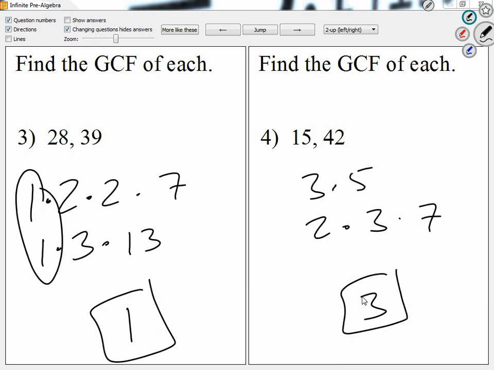Alright, so we have greatest common factor on the front, which goes up until 18. Any questions on the front? No.